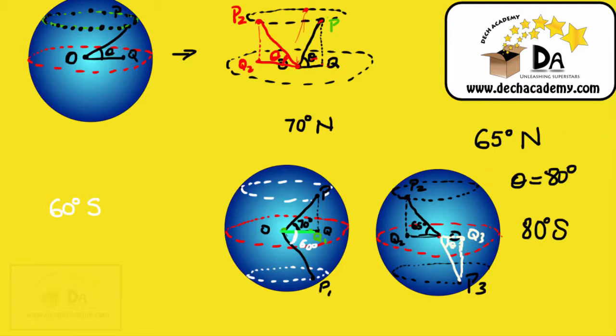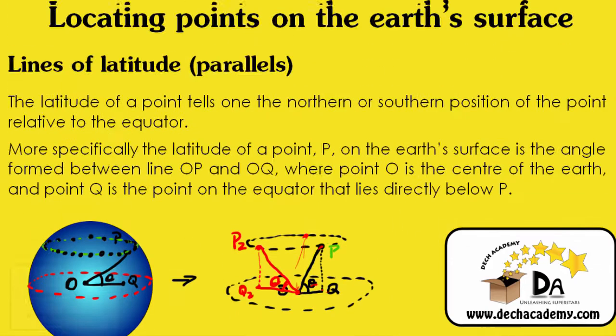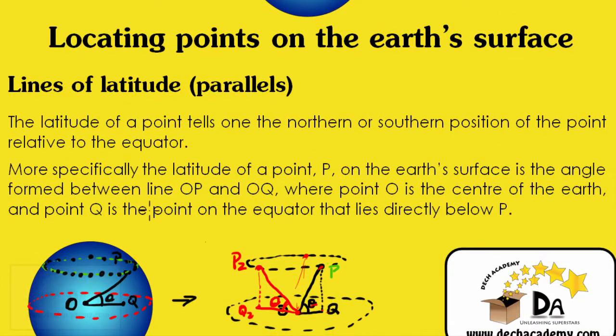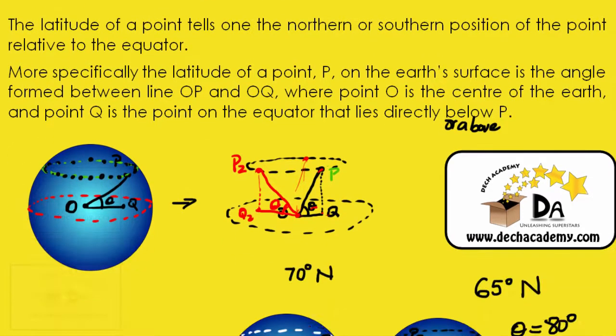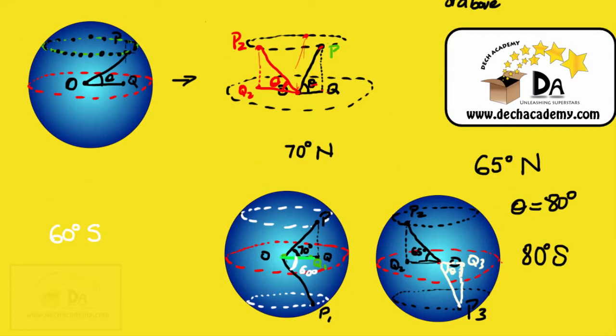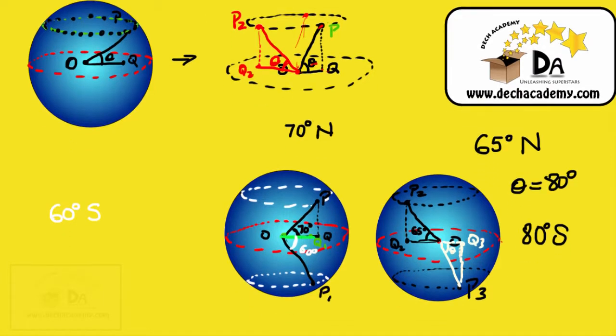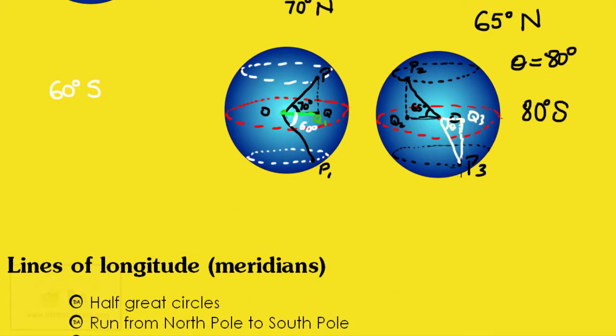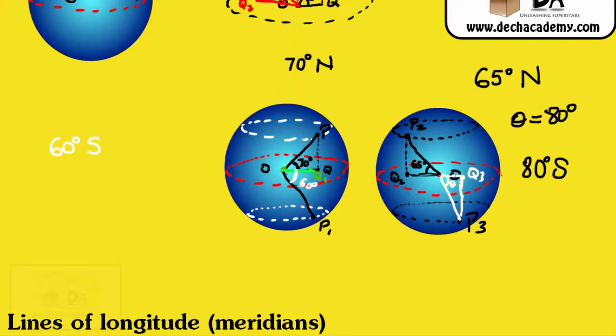So I should alter the definition here. When I say where Q is a point on the equator that lies directly below P, it should be below or above. It depends on the position of the point. Now Q lies directly below P when point P is to the north of the equator, but Q lies above P when the point P is to the south of the equator. So it's directly below or above.